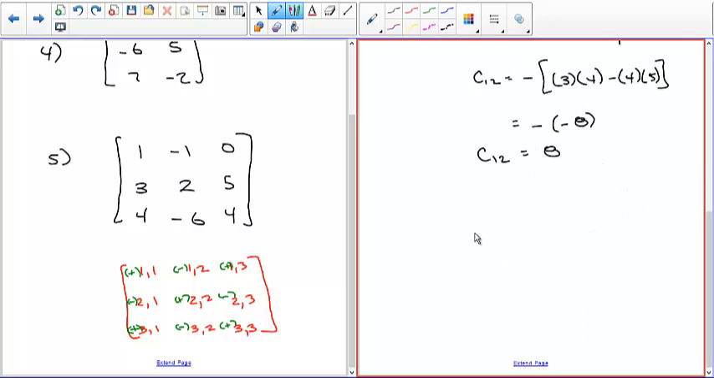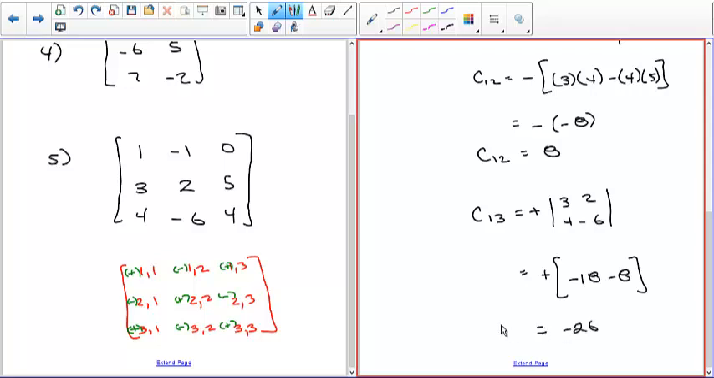Keep doing this. So the next one is C13. That's the one associated with this, which is positive. So you cross out this row, this column, you're left with that: 3, 2, 4, -6. So that's plus. You've got 3 times -6, which is -18, minus 4 times 2, which is -8. So that gives you -26. So that's C13.